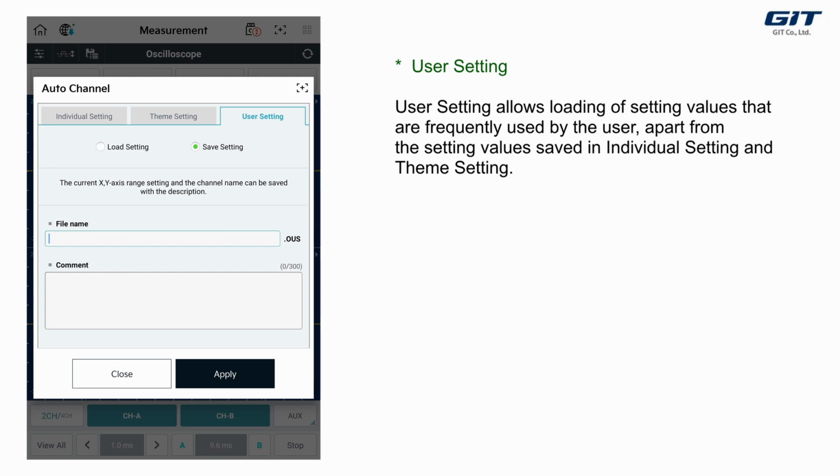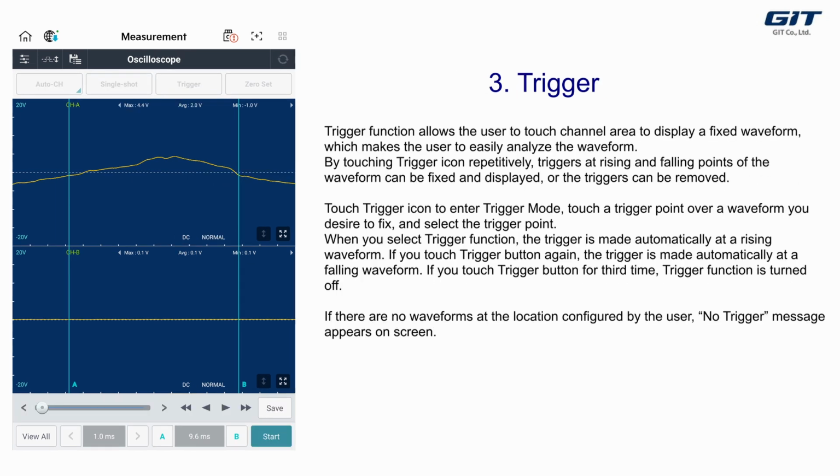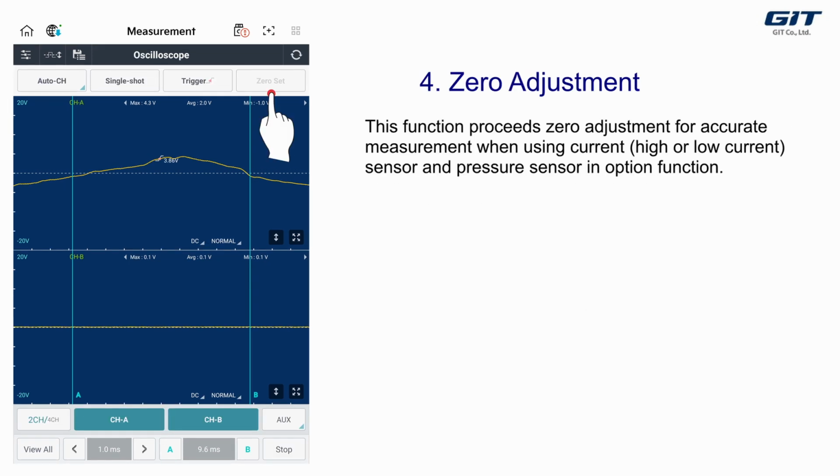Apart from the setting values saved in individual setting and user setting, the single-shot function automatically stops and indicates the waveform signal if the signal level configured by the user is consistent with the measured signal. The trigger function allows the user to touch the channel area to display a fixed waveform, which makes it easy to analyze the waveform. This function precedes zero adjustment for accurate measurement when using a current, high or low current, sensor and pressure sensor in the option function.